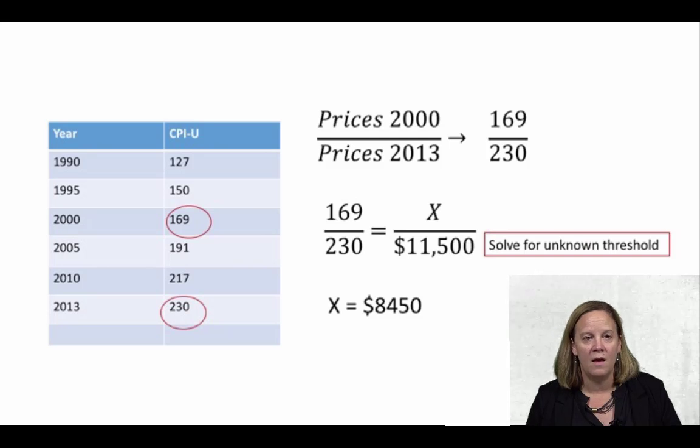For the rest of this course, you should be comfortable with using a price index in this way to convert income amounts, poverty thresholds, and other economic variables across different years so that you can make comparisons that adjust for changes in inflation or the overall price level.